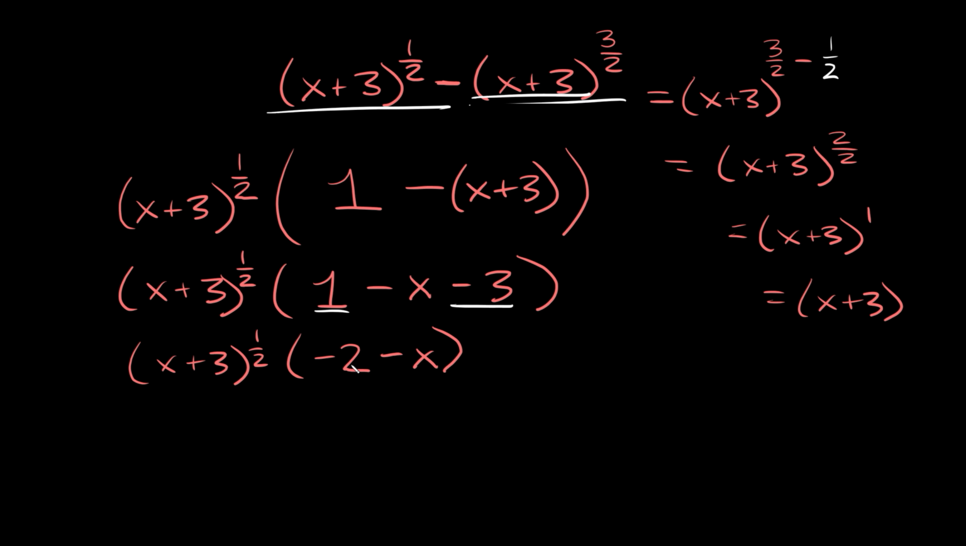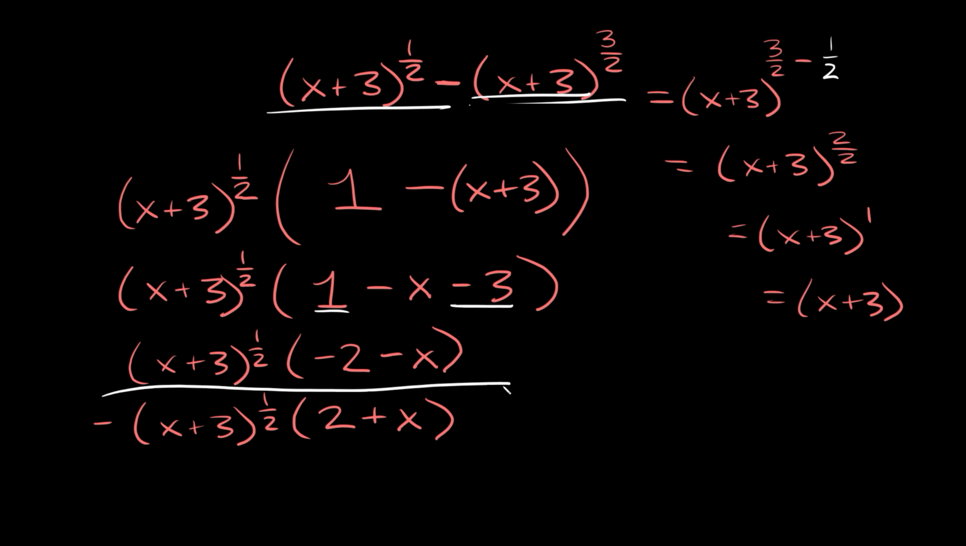But one last thing, if you wanted to, is factor out this negative sign from this negative 2 and this negative x. All right, so if you wanted to, you could factor that out and just put it all the way out here in front. So you could rewrite your answer as negative x plus 3 raised to the 1/2, and then we'd be left with 2 plus x, right? These would both turn positive if we took that negative sign out there in front. All right, so either one of these would work.